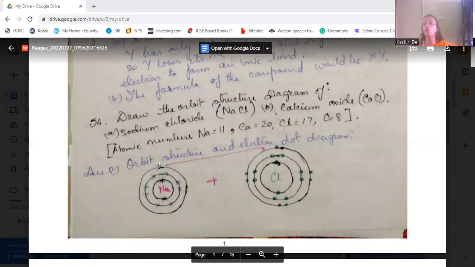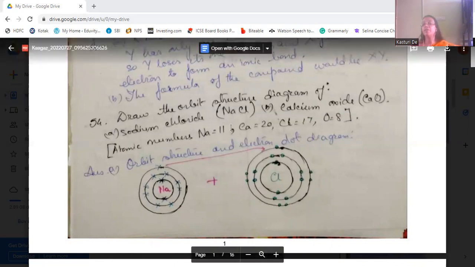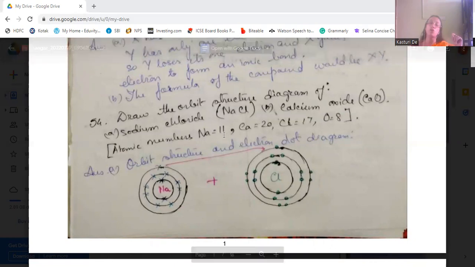Sodium will have only 1 electron on its valence shell. That means if its atomic number is 11, the electronic configuration will be 2, 8, and 1. So 1 will be its valence electron. And chlorine has 17 as its atomic number, so its electronic configuration will be 2, 8, and 7. So 7 is the valence electron.